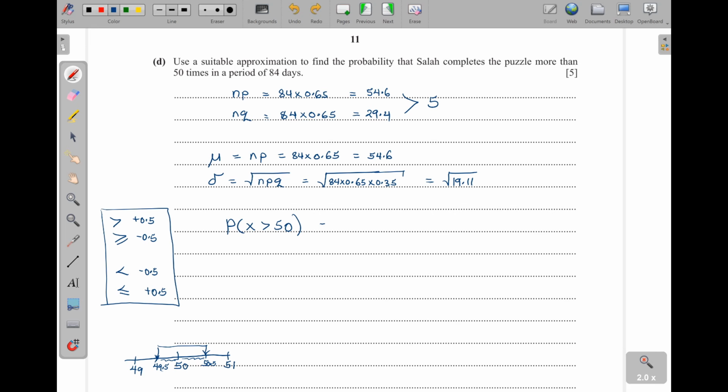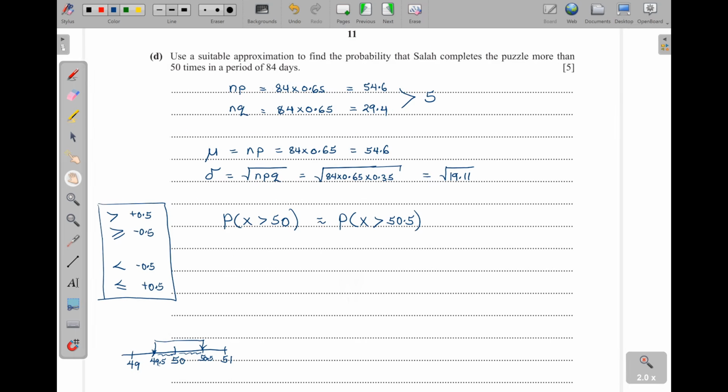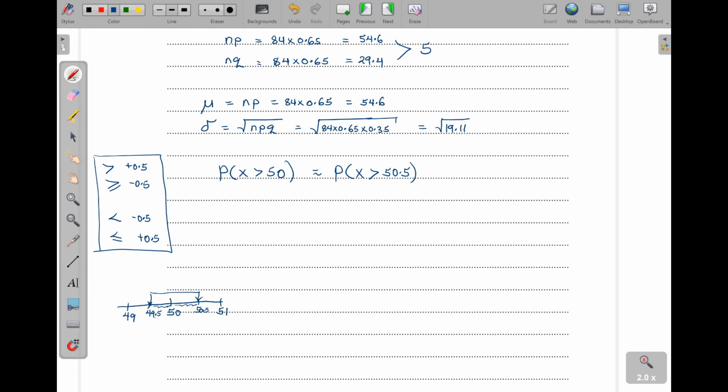So we shall say that here we are approximating the probability of x greater than 50.5. Now why are we doing this? Because we are moving from discrete data to continuous data. Normal distribution deals with continuous data, and for the continuity between the intervals, we have to get the class boundaries. So 50 has the boundaries of 49.5 and 50.5. You see that?